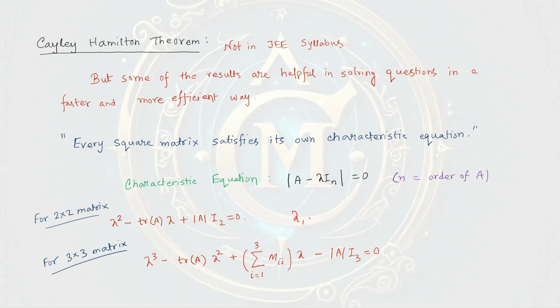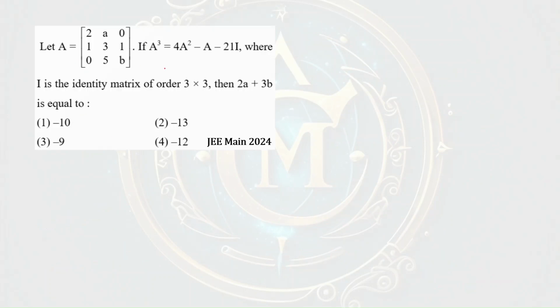If lambda 1 and lambda 2 are the roots of this equation, by the theory of equations we can say lambda 1 plus lambda 2 equal to trace of the matrix A, and lambda 1 lambda 2 is determinant of A. Similarly, if lambda 1, lambda 2 and lambda 3 are the roots of the characteristic equation, then their sum is simply trace of A and their product is simply determinant of A. Let us take an example.